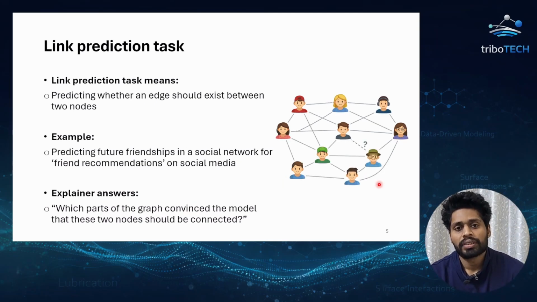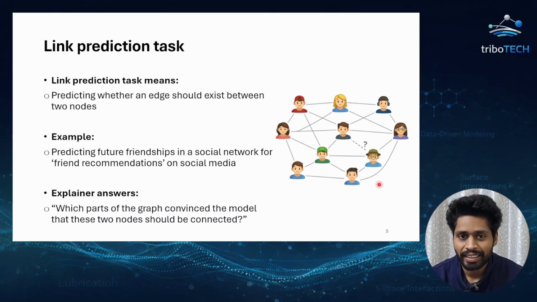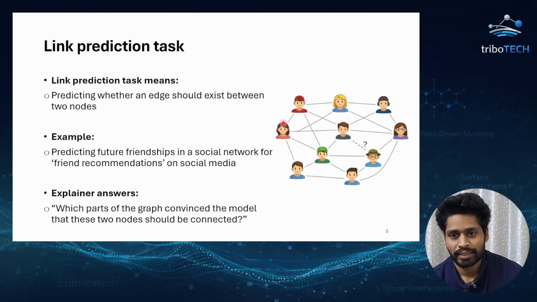In link prediction problems, basically the task of model is to predict whether an edge or link should exist between two nodes or not. For example, in a social network like this, the task of the model is basically to predict the future friendships between any two users, and this could be useful for friend recommendations on social media or maybe some other tasks.